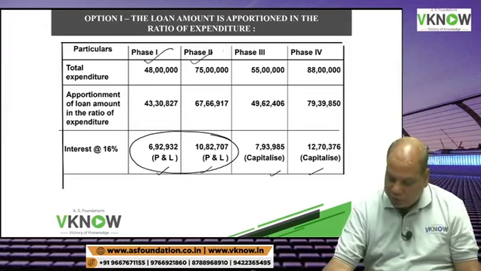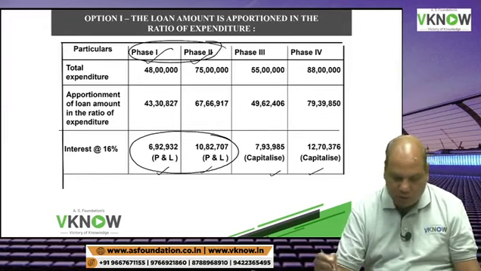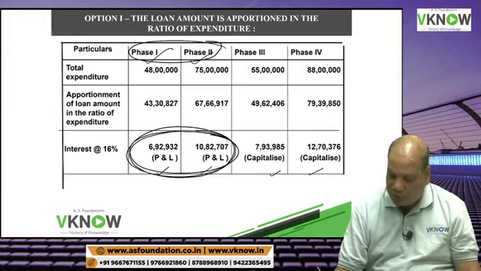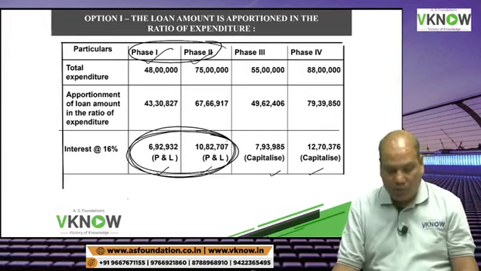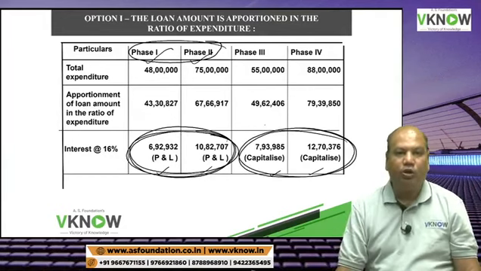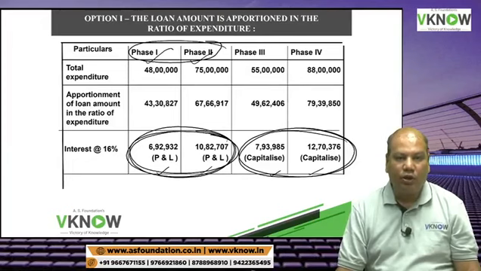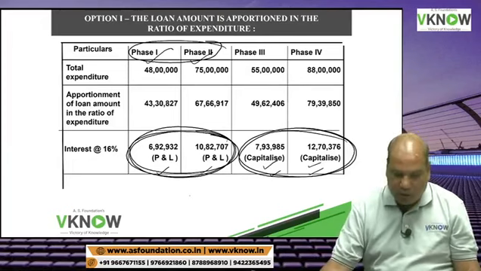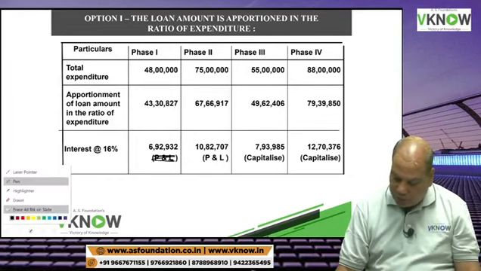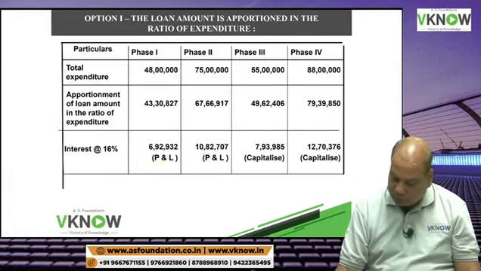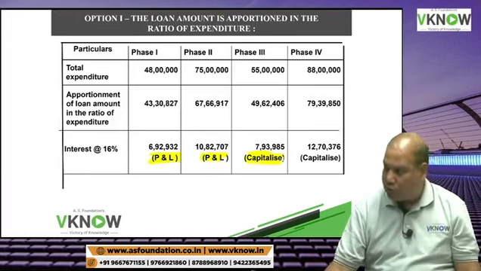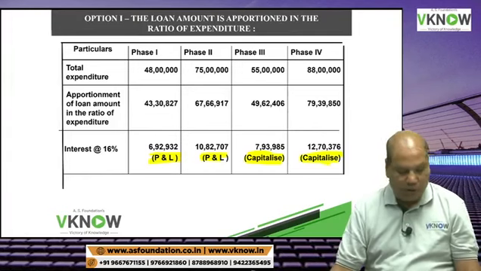Phase 1, phase 2 have become operational. So the interest relating to phase 1 and phase 2 will be charged to P&L account. Phase 3 and phase 4 are not yet operational, so they will be capitalized. So write in bracket P&L account, first and second item. These two will be charged to P&L account, and the last two will be capitalized.